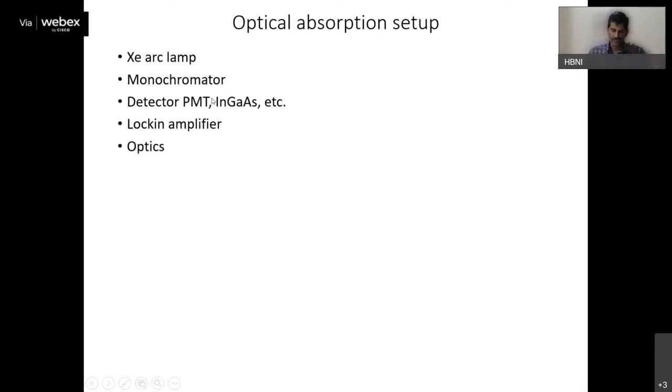And in the case of high pressure, this signal is very weak, because these sources are quite broad. The brightness is not very high, so the total signal that falls on the detector is very little. So one has to use a lock-in amplifier, and then one can get a reasonably good spectra. Also, one needs to design optics so that the signal can be increased.